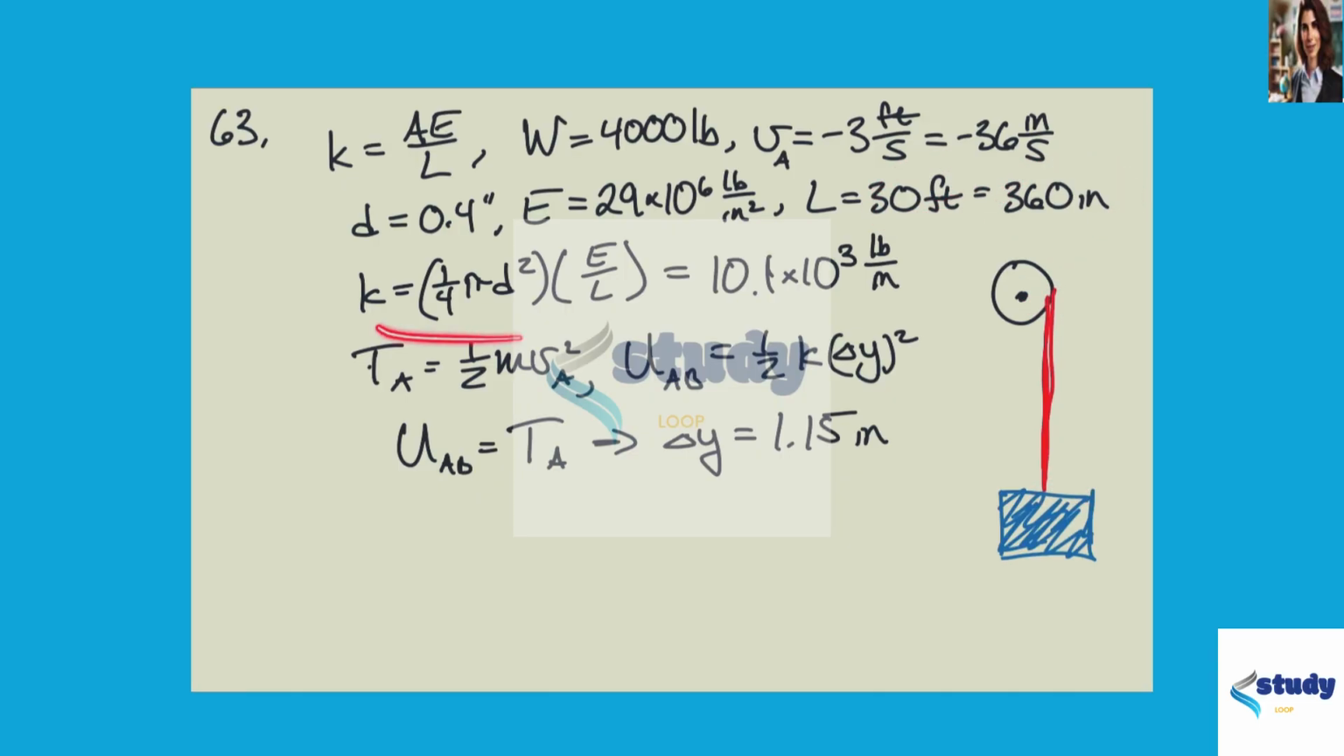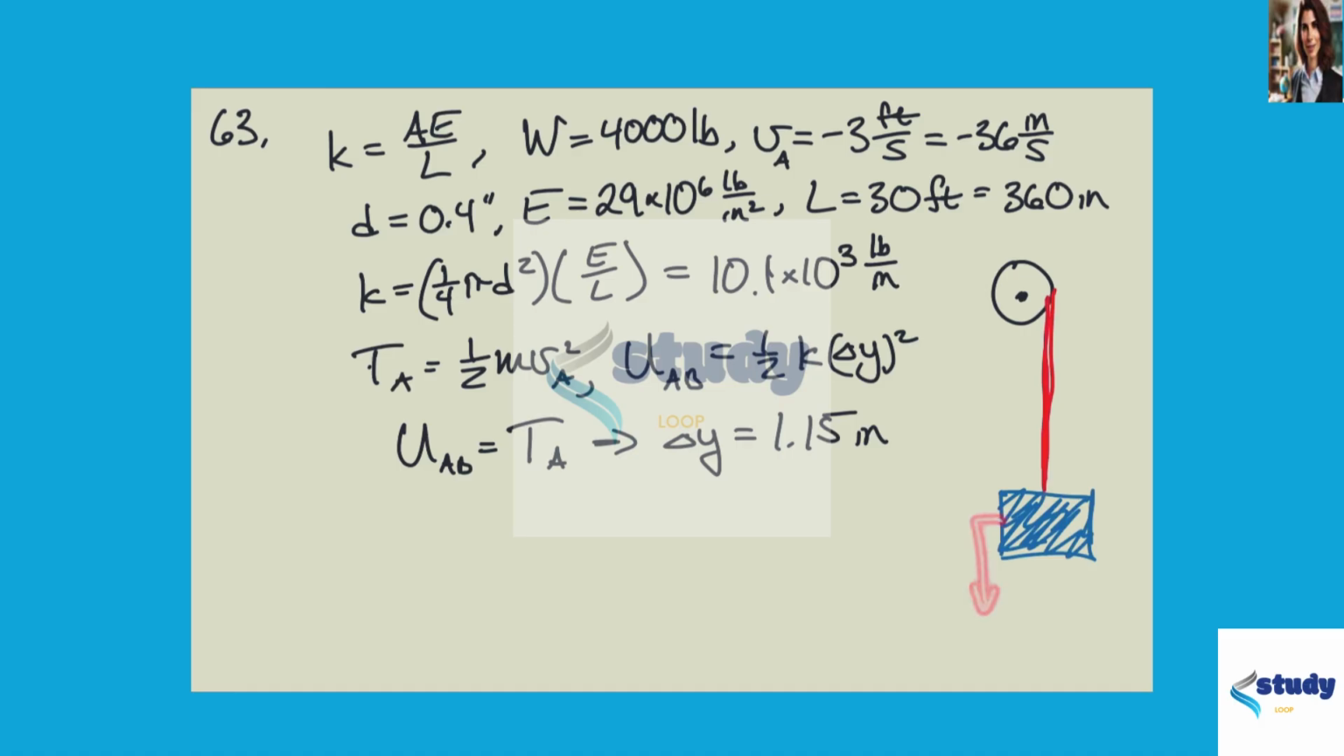So we can find the spring constant because we're given all this information, the cross-sectional area, E and L, and that is 10.1 times 10 to the third pounds per inch. At this state here, initially it has some kinetic energy. There will also be technically some potential energy in this cord because of the weight of this, but that's already kind of being accounted for because it's already been stretched.